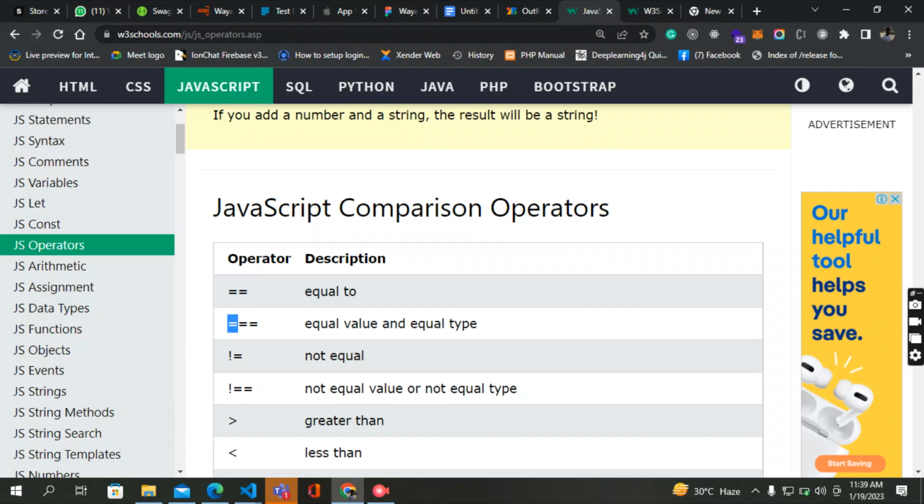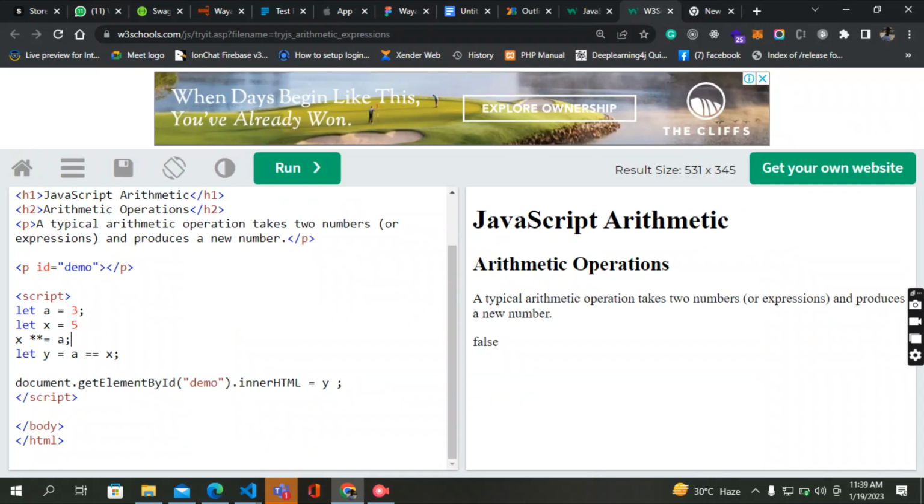So the difference between these two and these three is just that one is a strict type and the other one is a loose type. What that means is that this will compare both the value and the data type, while this one will compare only the value. It will leave the data type.